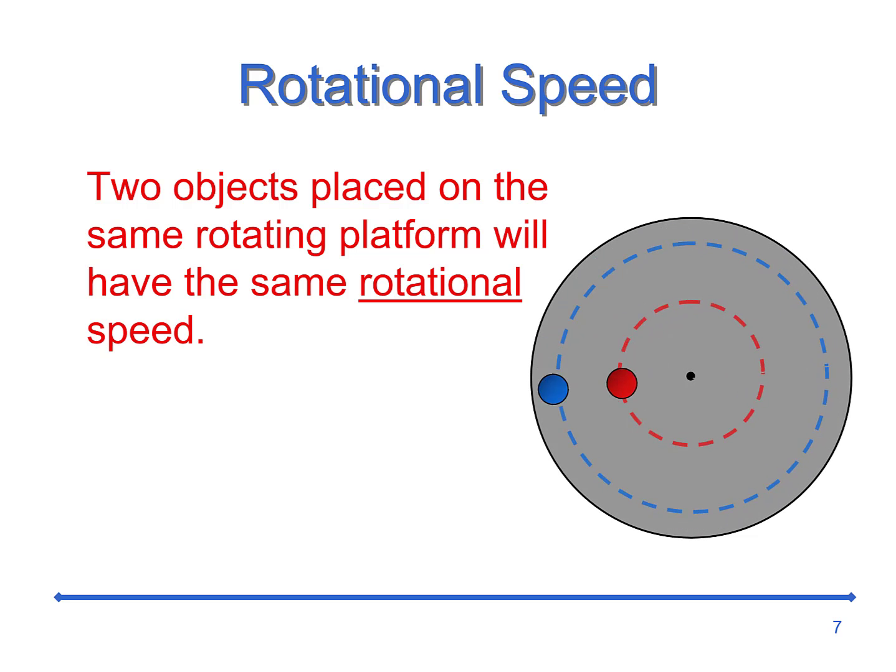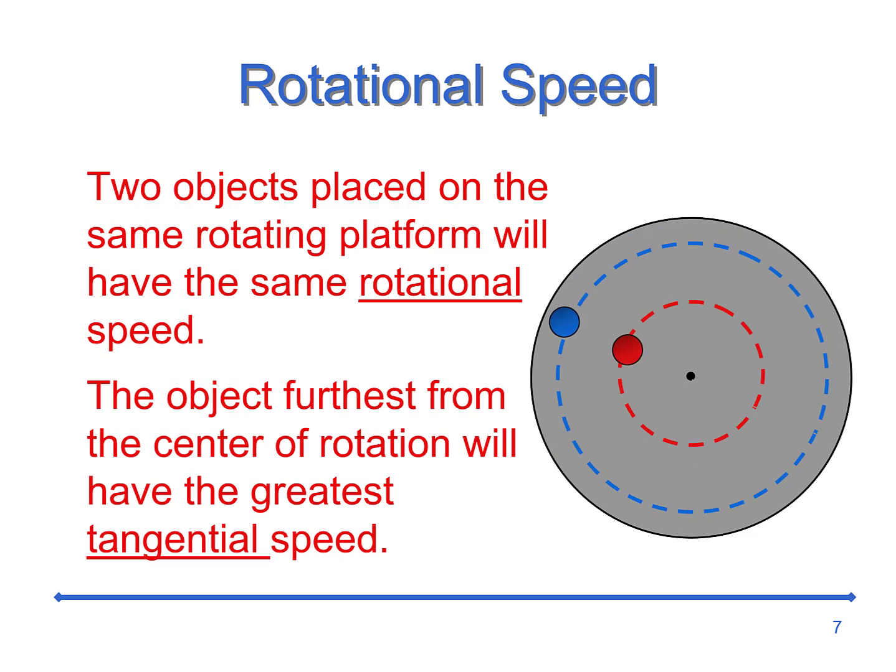Looking at two objects here, if the red ball and the blue ball are both on this same spinning disc, the same rotating platform, since they're doing the same number of rotations over that same time period, they have an equal rotational speed. However, the object that's further away, the blue ball, has a greater tangential speed because its radius is bigger. It's further from that center of rotation. It's going to have the bigger tangential speed because of how we calculate tangential speed.